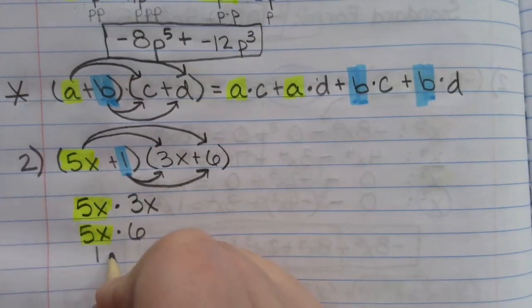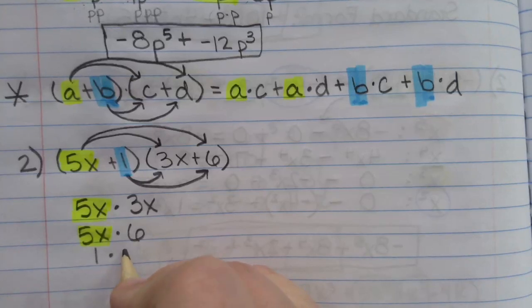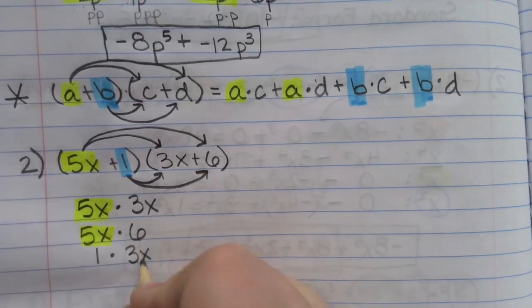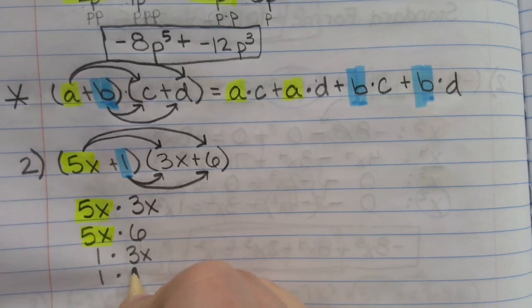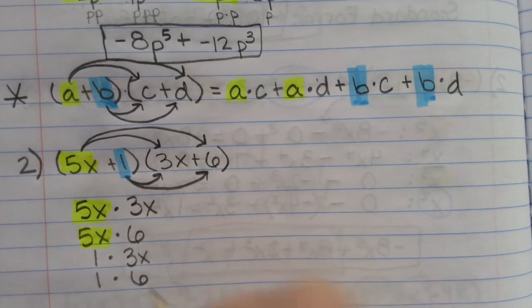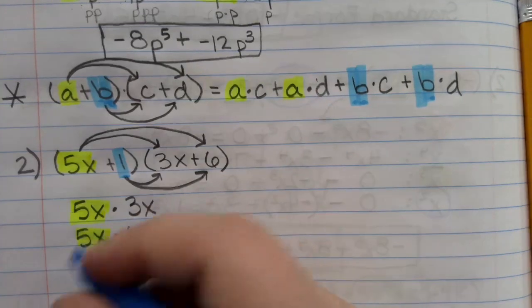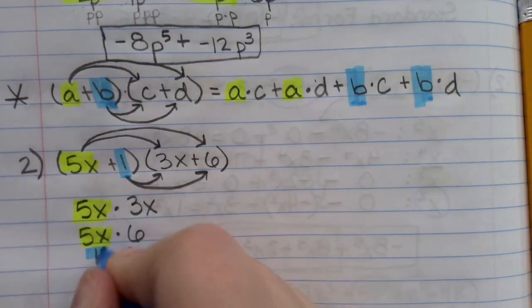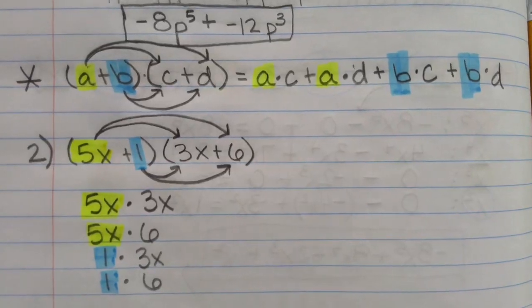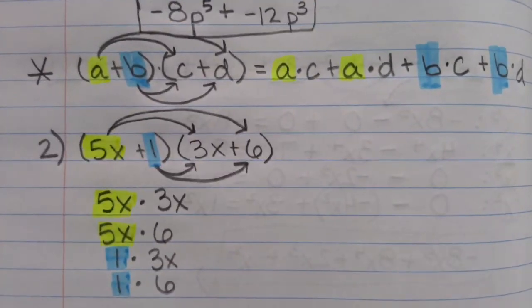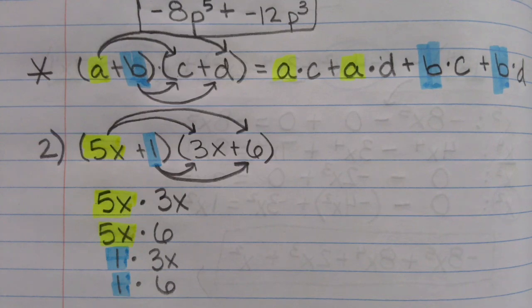So 1 times 3x and 1 times 6. I like to write those all out first. Then after I have them written out, I like to go through and do all my multiplying at once. That kind of helps me out personally.